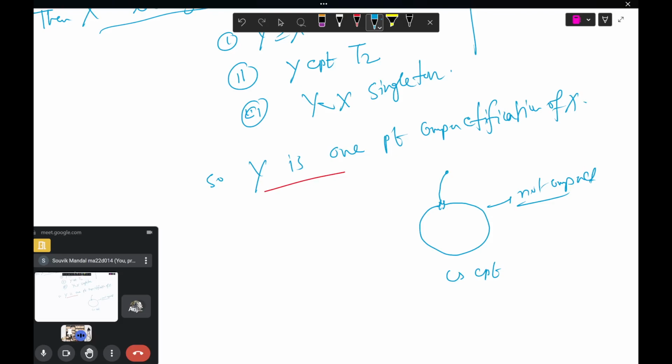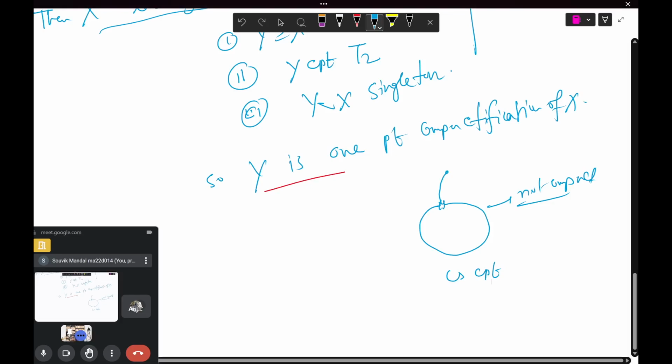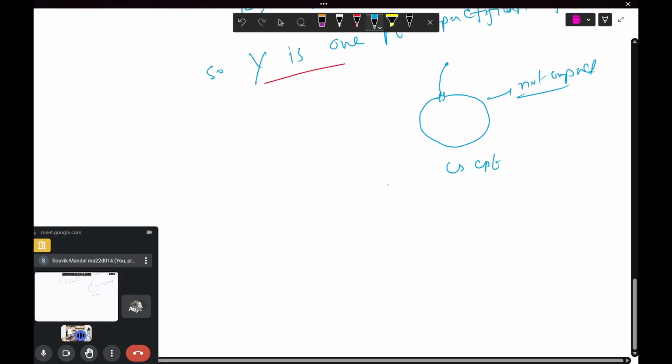So basically, one-point compactification means you have some non-compact space, and then you add some point to that space, and under certain conditions, that space becomes compact. That's why it is compactification, and since it has been done by adding one point, that's why it is one-point compactification. You can say this is the intuitive feeling of one-point compactification. So can you tell me what is the one-point compactification of R?